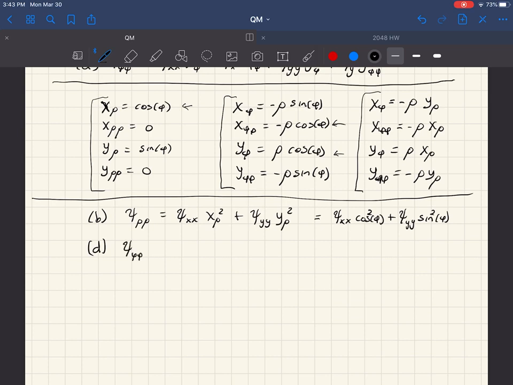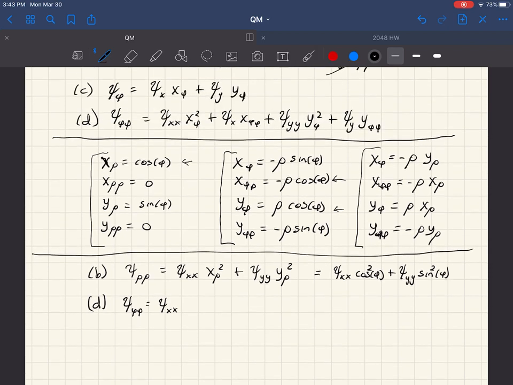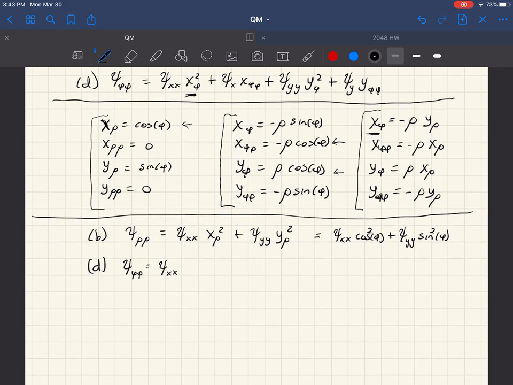These are phis. Now we can start making substitutions right away. So this term right here is sitting right here. Yeah? So we can just make that substitution right away.